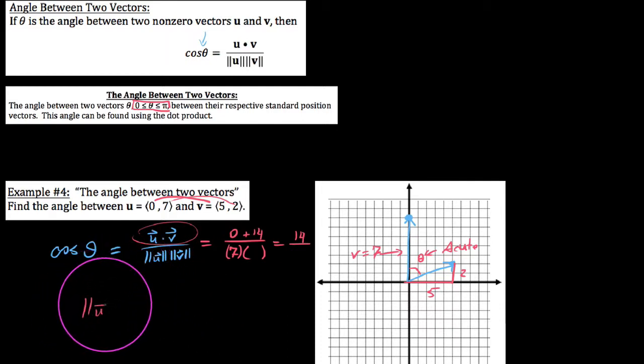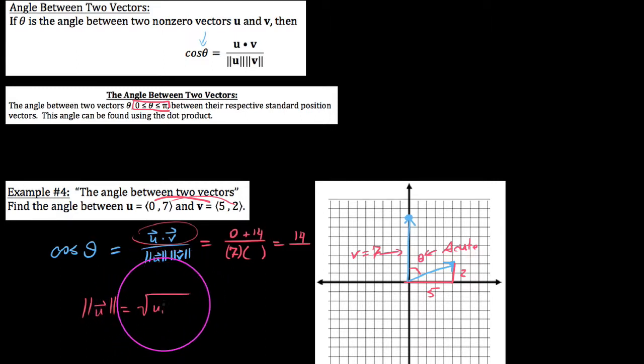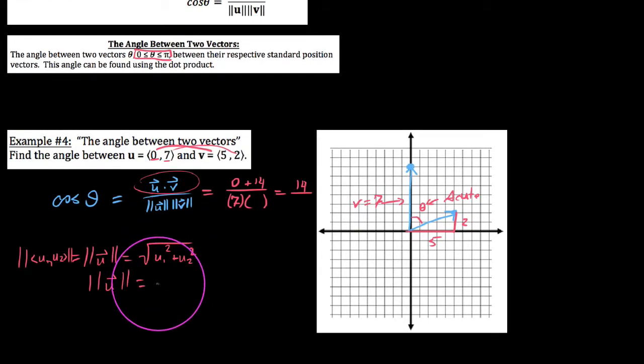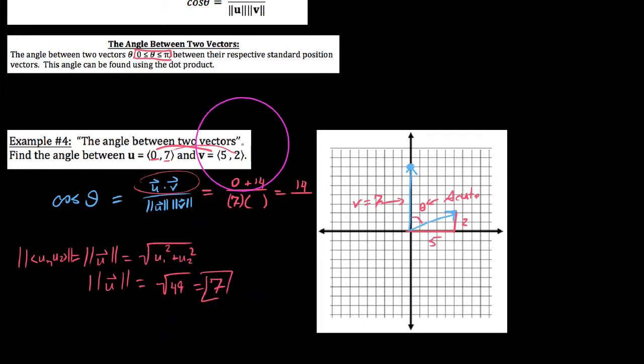Recall that the magnitude of u is equal to this: the square root of u1 squared plus u2 squared, where this is basically the magnitude of (u1, u2). So basically it's the square root of the x and y components squared and summed. I've got 0 squared plus 7 squared, which is the square root of 49. So the absolute value, or the length or modulus, of this vector is the square root of 0 plus 49, which is the square root of 49, which is 7. And we can do the same thing here with vector v.